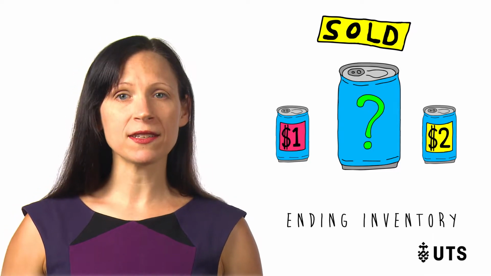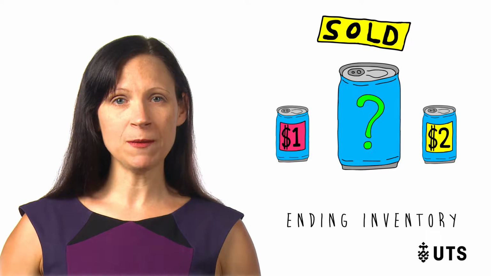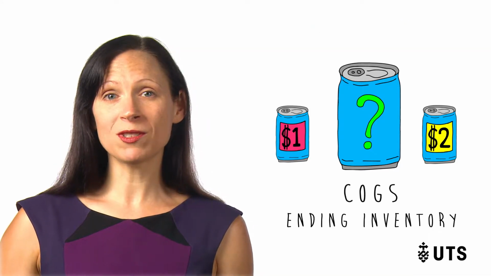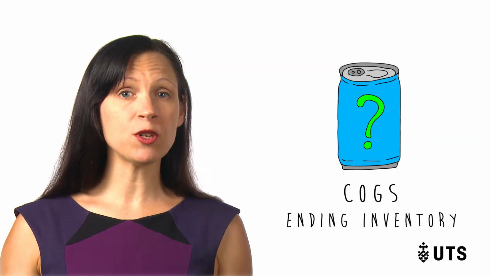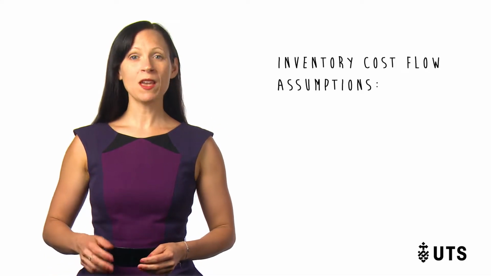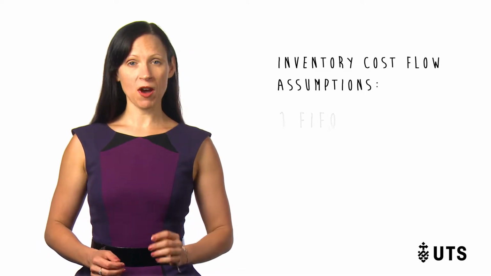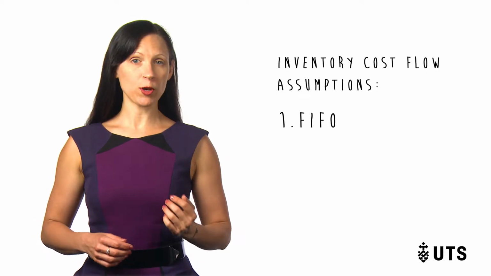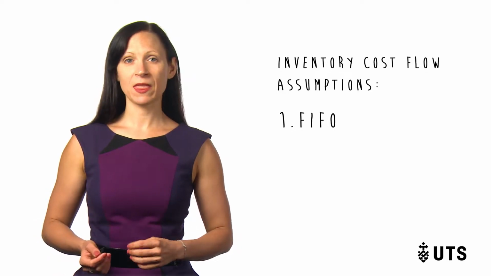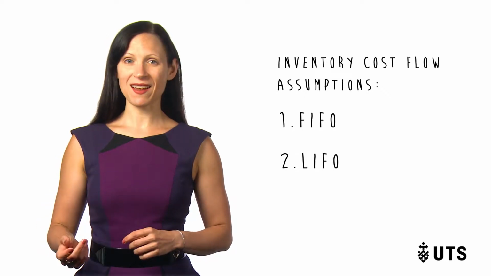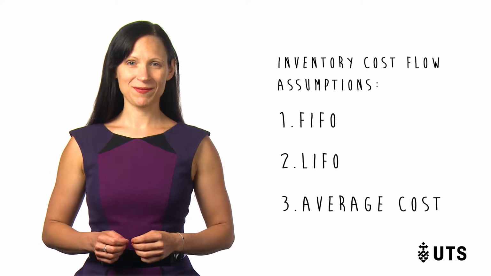This is the problem faced when we have to account for inventory when prices change. What is the value of the cost of goods sold? What is the value of the inventory left to sell? We have 3 inventory cost flow assumptions to choose from when accounting for identical items of inventory: FIFO, or first in, first out; LIFO, or last in, first out; and the average cost method.